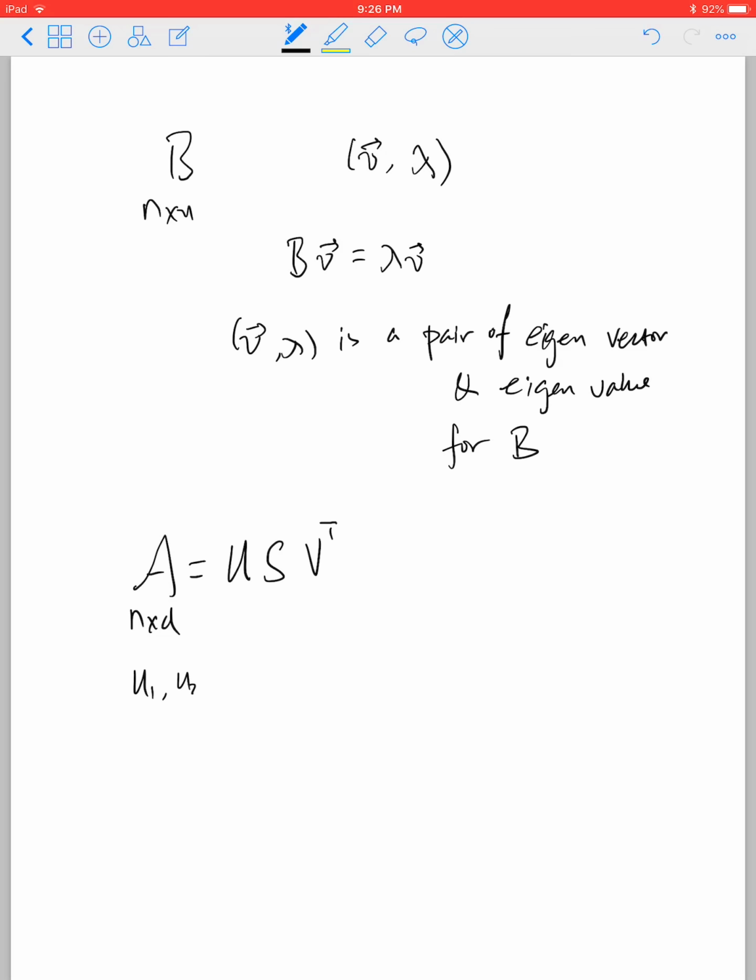A pair of eigenvector and eigenvalue for matrix B. So here V is the eigenvector and lambda is the eigenvalue. So remember, when we talk about eigenvalues and eigenvectors, they must be formed in pairs, because they must simultaneously satisfy this equation.